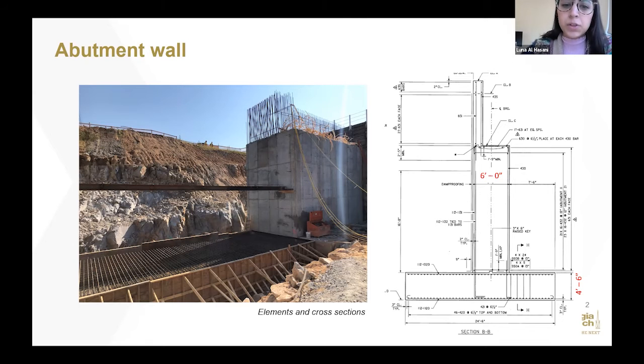One of the motivations of this project is this mass concrete structure that you see here. This is an abutment wall that was constructed as part of a state route relocation and widening in the city of Douglasville. The wall is 6 feet in thickness, which makes it qualify as mass concrete in the state of Georgia.